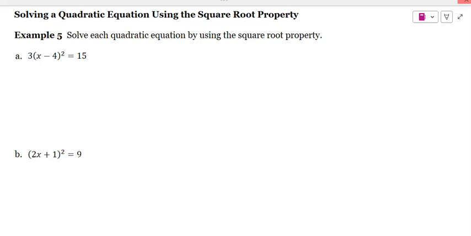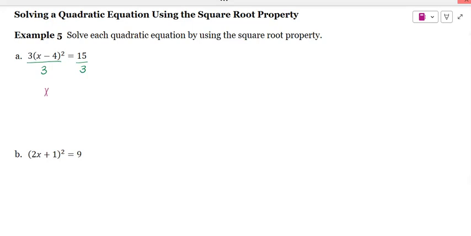Solving a quadratic equation using the square root property. In these examples, we are going to try to isolate the item that is being squared so that we can take the square root of both sides of the equation. Before we take the square root, we have to move anything away from the squared term that might be making it more complicated. So in the first example, I'm going to start by dividing both sides by 3.